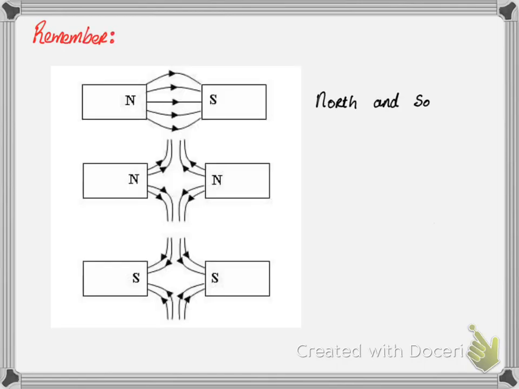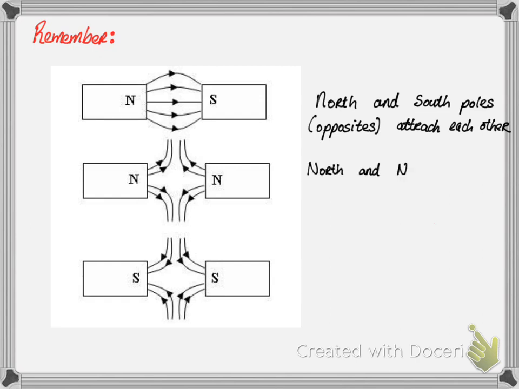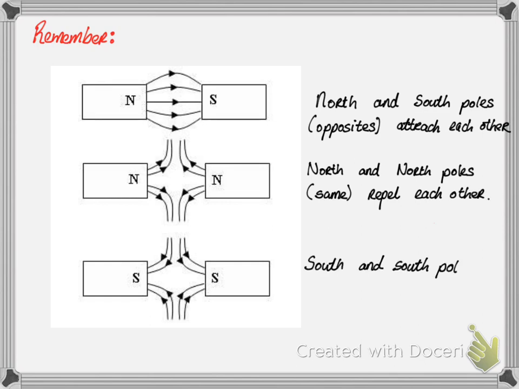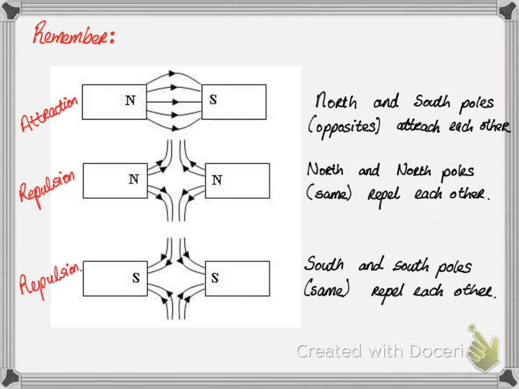Some key things to remember. North and south poles are opposite and therefore they attract each other. The magnetic field lines will run from north straight to south. North and north are like poles, or the same poles, and they repel each other. And the same goes for south and south poles. They are the same, so they repel each other. So some key words from this are that north and south undergo attraction, whereas north and north, or south and south, undergo repulsion.